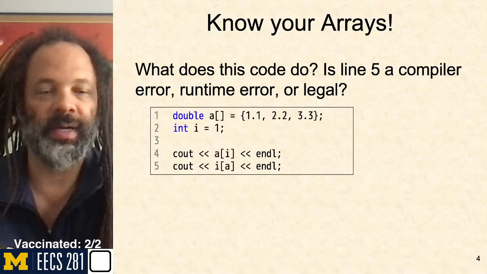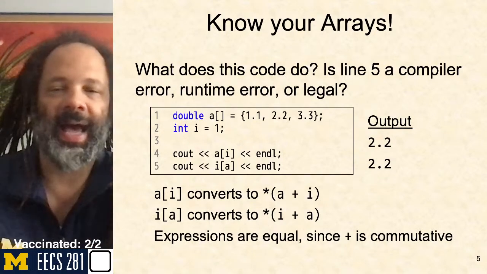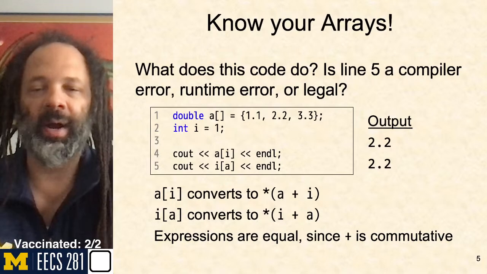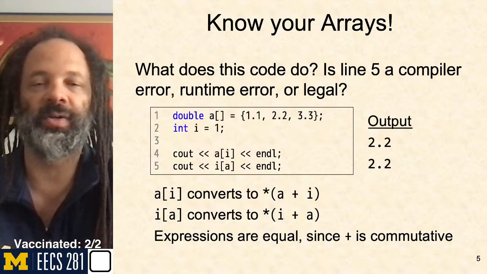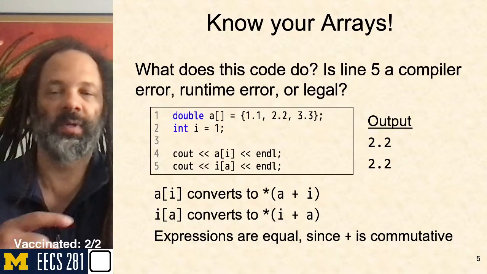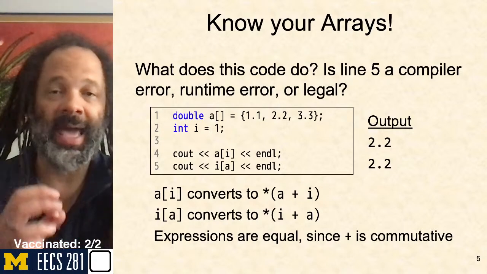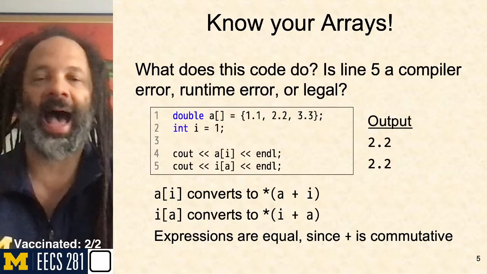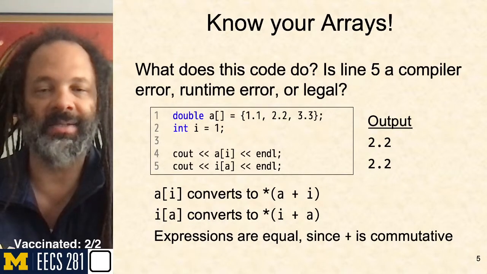This one is pretty tricky. It turns out that what we have is something known as syntactic sugar. Square brackets is syntactic sugar. Square brackets allows us to do some array access. And what it converts to is like this. Here we see a square brackets i converts to a, which is the base address of the array, plus i, which is how far away we have to go.